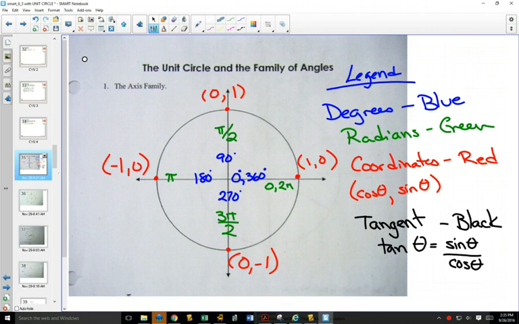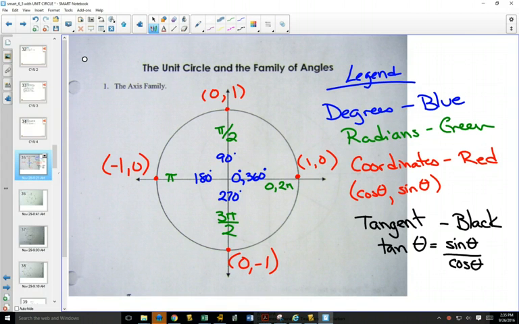What about cos of 180 degrees? Negative 1. Sine of 2 pi? 0. Cos of 270 degrees? 0. Sine of pi over 2? 1. Perfect. So we can use those coordinates to do all sorts of quick mental math if we have one of our angles in our axes family.